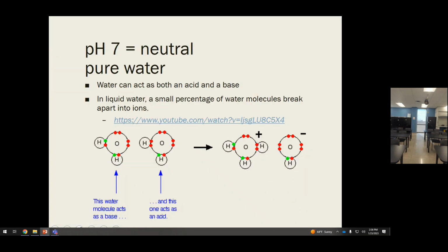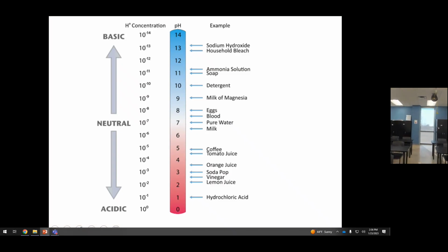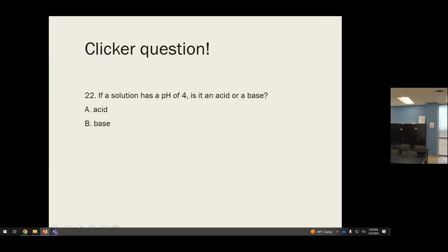There's a picture for you. This water is a base over here on the left, and this water is acting as an acid because the acid is giving away its hydrogen to the base. That's for you to study with.